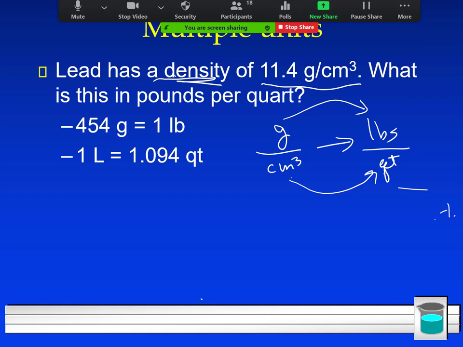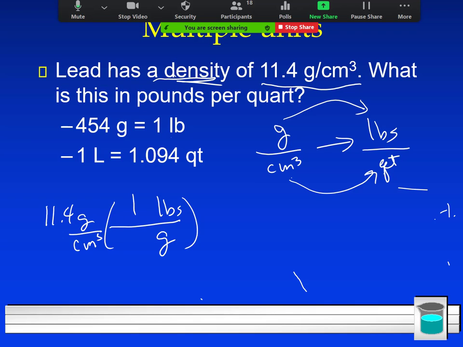So I'm going to start off with my 11.4 grams per centimeter cubed. I usually fix the top one first just because that's where I'm used to starting. So my top one has grams. I'm going to put grams on the bottom. What can I turn grams into? Well, they want me to turn grams into pounds, and they gave me that, so I can say that 1 pound is 454 grams. And the grams cancel out.